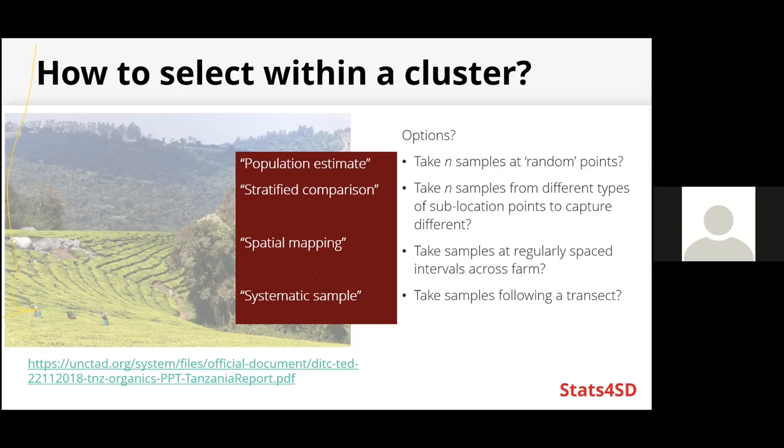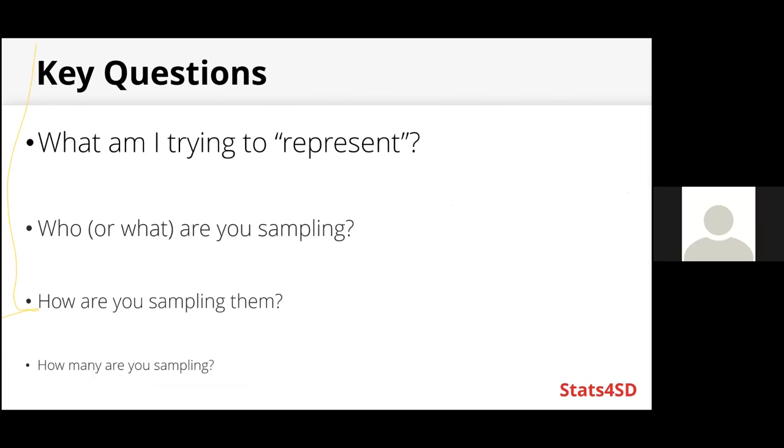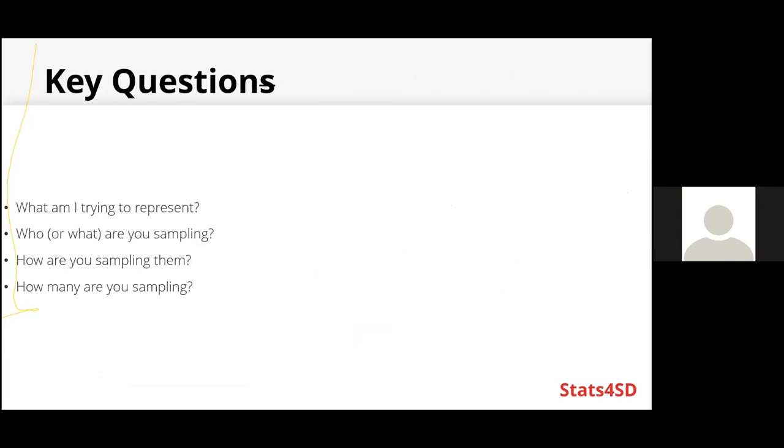Or do I want to specifically compare soil in one part of the farm to soil in another part of the farm? Again, there are lots of different approaches where we need to match the sampling technique to our overall objective. There is no single right answer for this is the way we should always do it. So all four of my questions I've been trying to talk through: what am I representing, who am I sampling, how am I sampling, how many am I sampling?